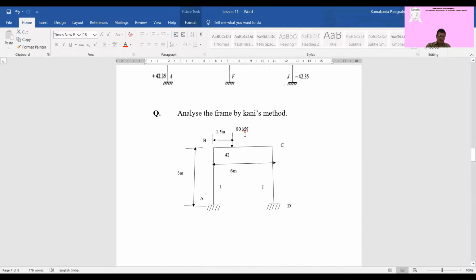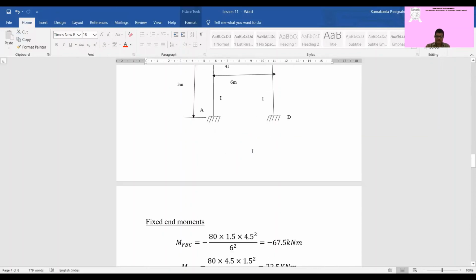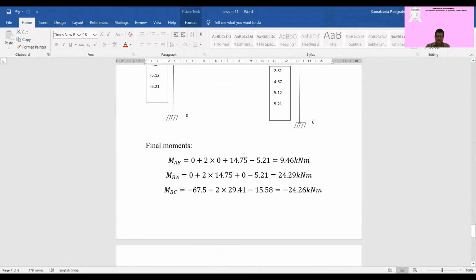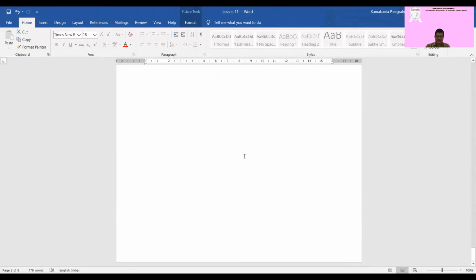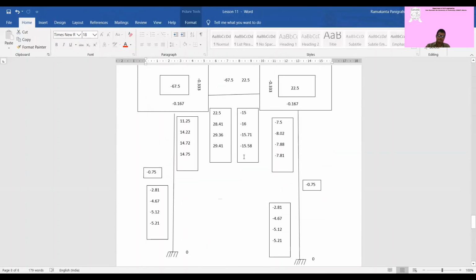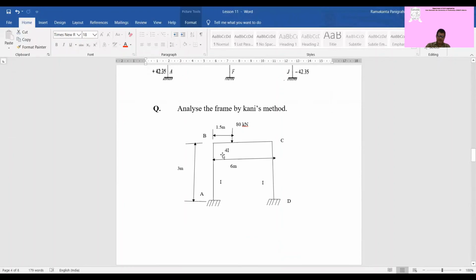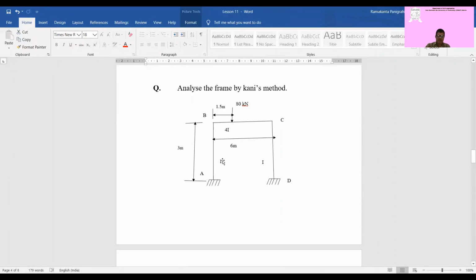This problem will consider both sway and non-sway. I think only the sway part is being considered, and the non-sway part is not being considered. There is some height. So we'll leave this problem. If it had been here, we can do that.